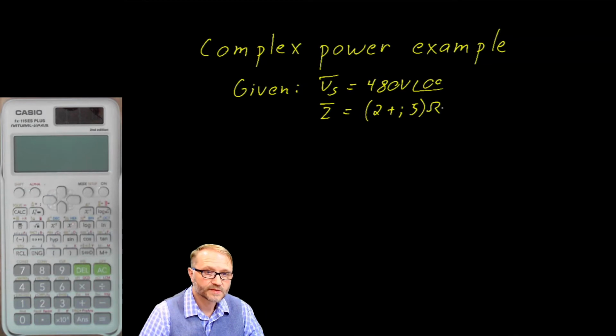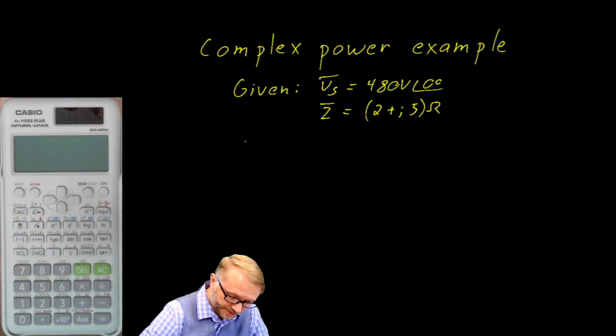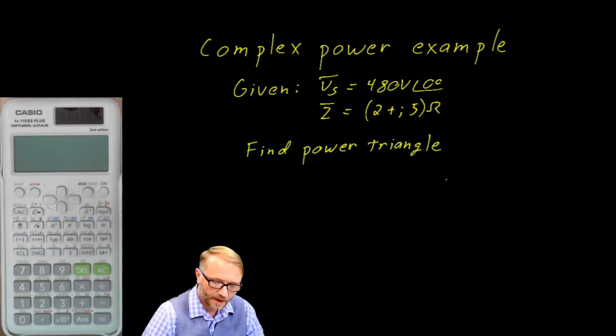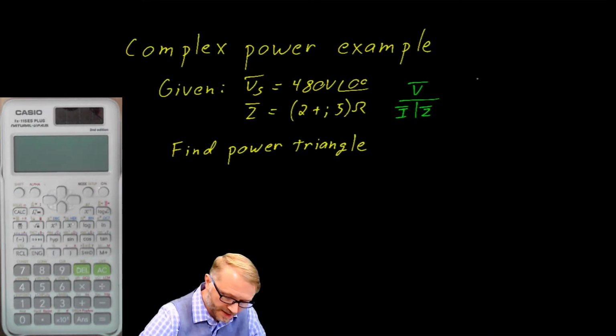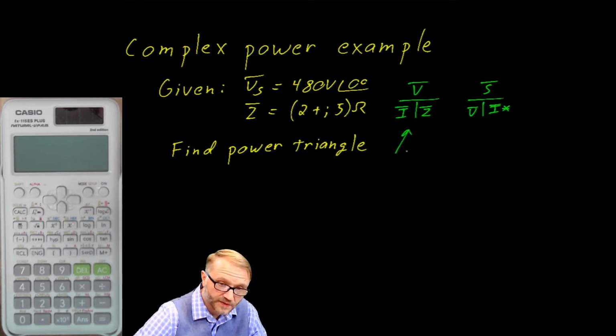We're given a source voltage of 480 and an impedance of 2 plus j5, and we're asked to find the power triangle. From your note card, we will need these equations. Voltage is equal to current times impedance, and complex power is equal to voltage times the complex conjugate of the current vector. We know this first one as Ohm's law, and I believe we've called this the power law from time to time.